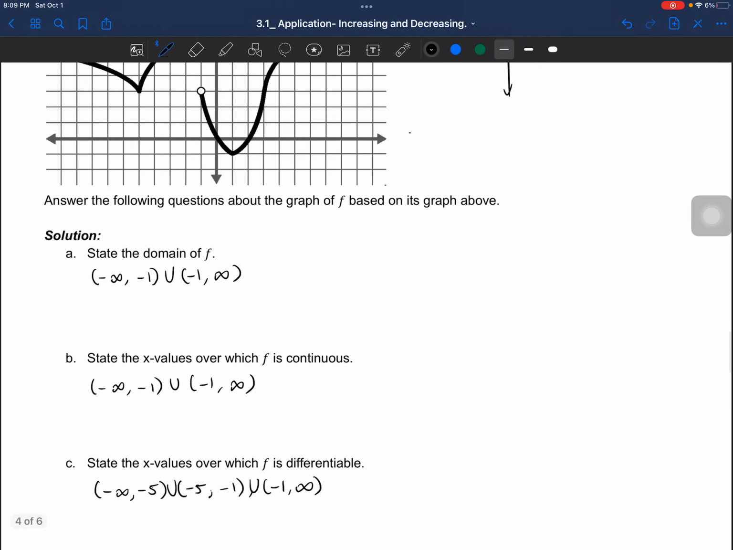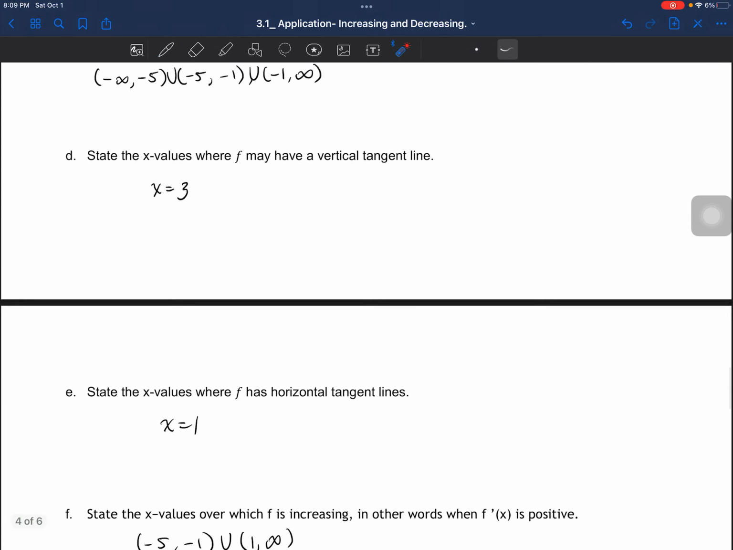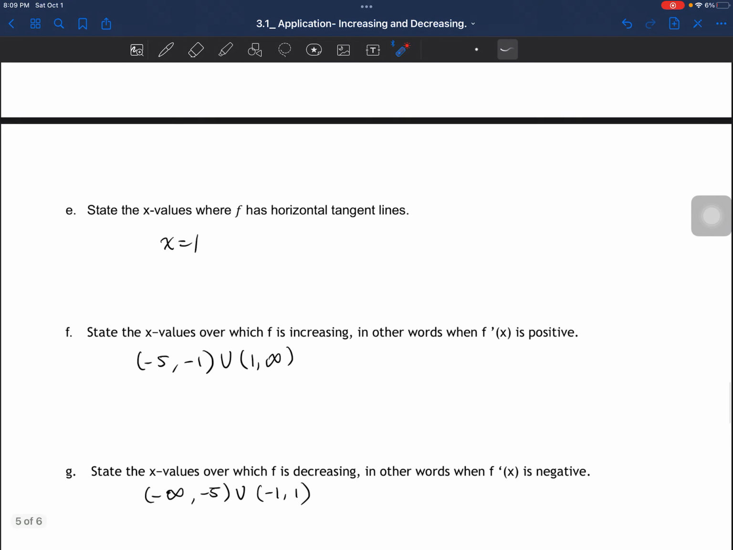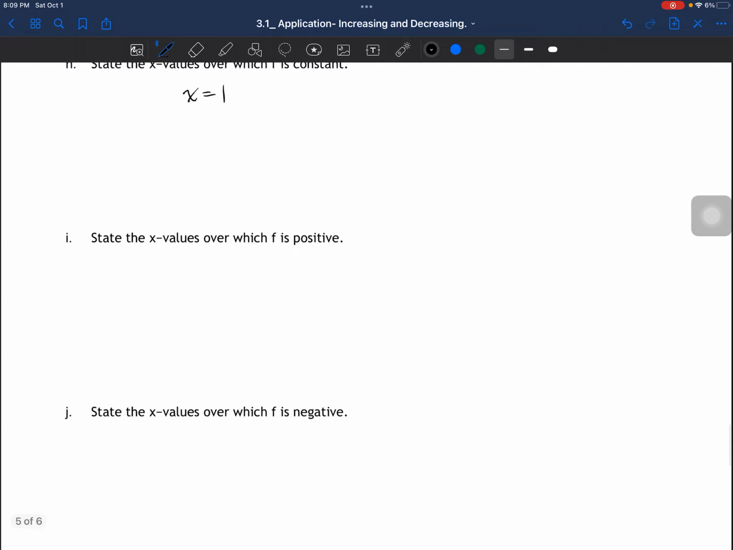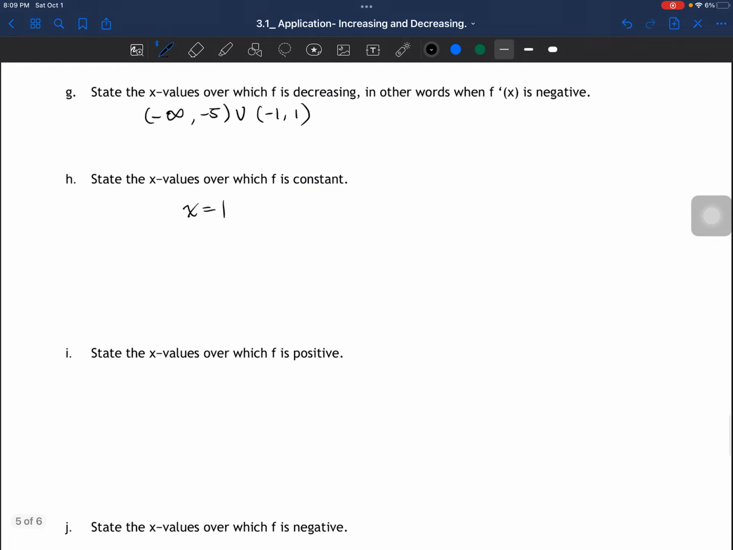And then we're going to find where the function is constant, right? Where f is constant. So this will only happen at one single moment, and that is this moment right here, because that's where you have a horizontal line. So that's constant. And for that single moment at x equals 1, that function will be constant.